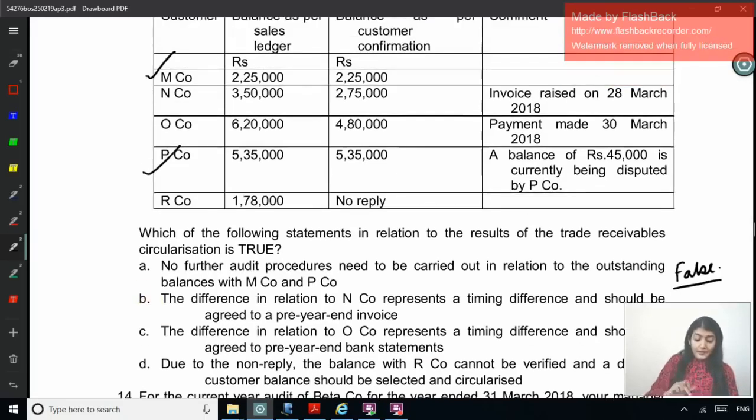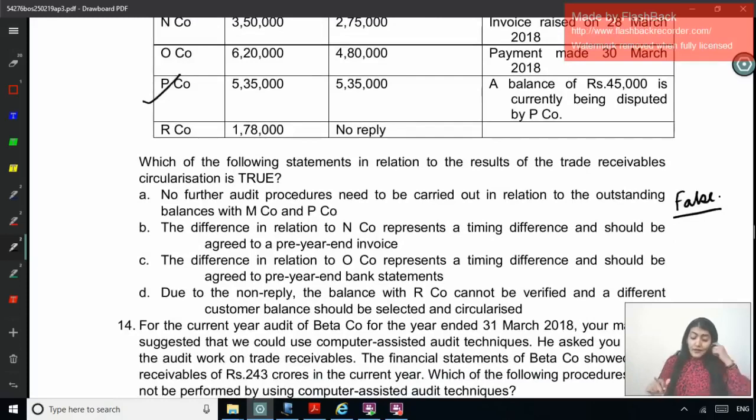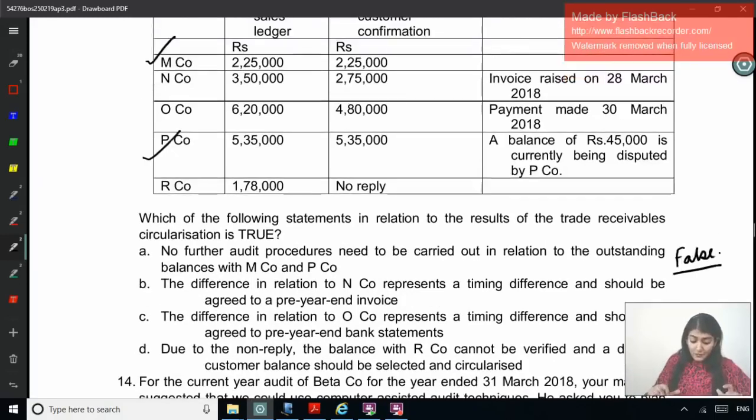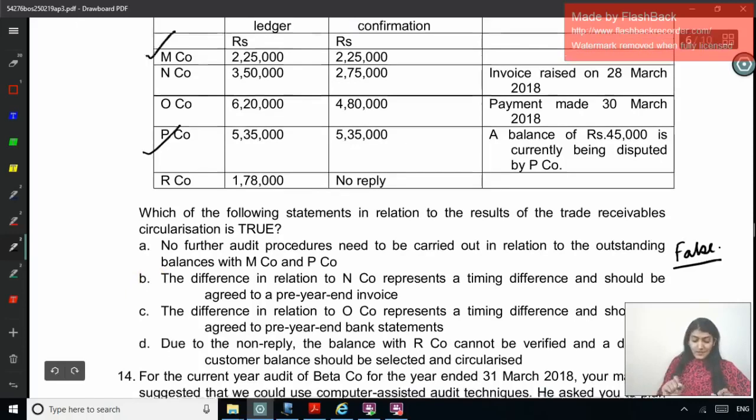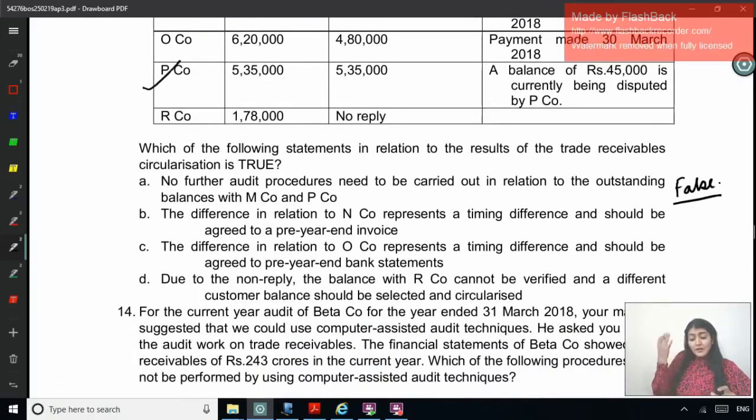Right, next one. The difference in relation to NN Company represents a timing difference and should be agreed to the pre-year-end invoice. Should be agreed, as the invoice is raised on 28th of March, so it is before the year-end. Let us see the next one also. The difference in relation to O Company represents a timing difference and should be agreed to the pre-year-end bank statement. So this is regarding a payment which has been done, and this is regarding an invoice which has been raised. Anyways, pre-year-end bank statement we are going to check in detail.